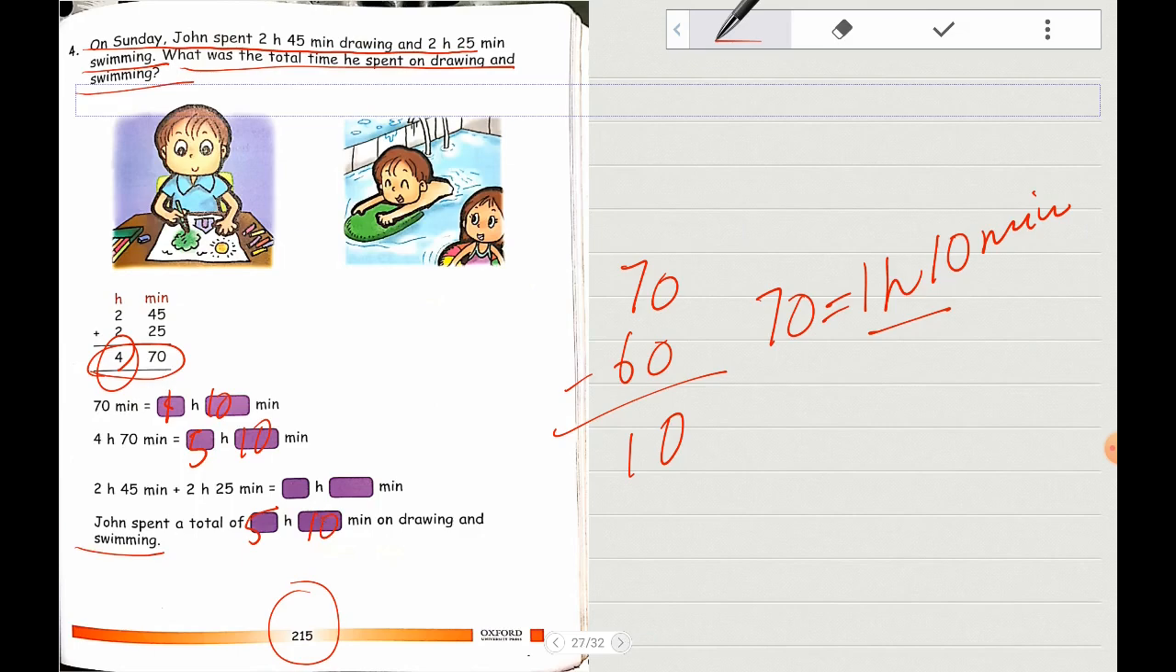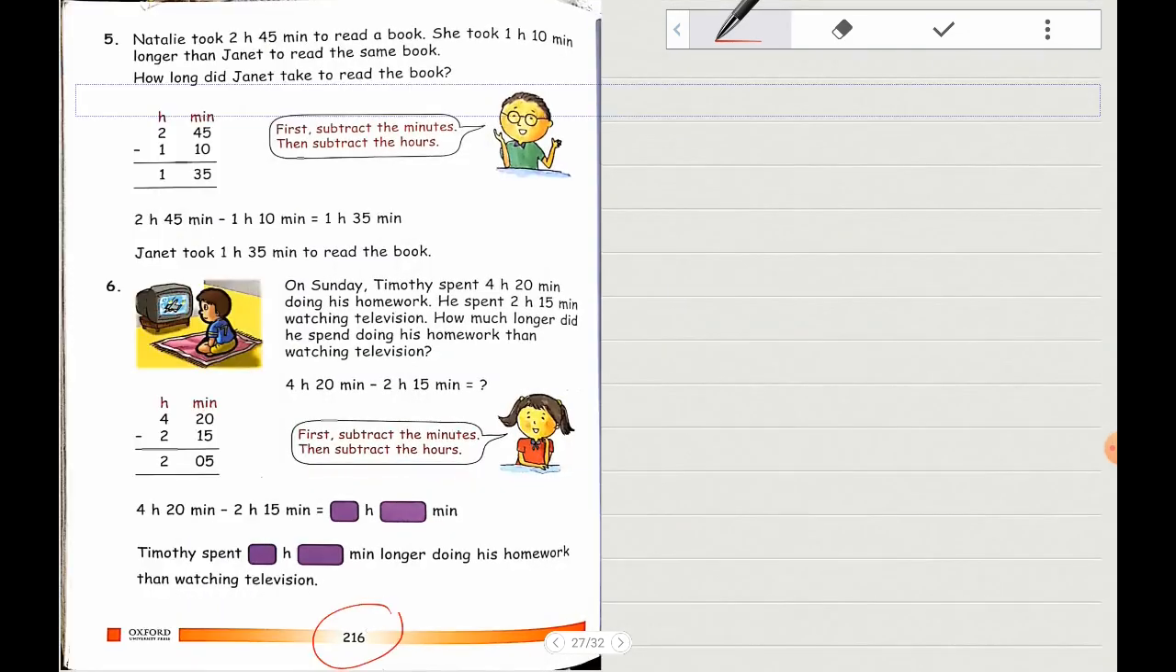Move on to our next example, page number 216. Now this is subtraction. Look at question number 5. This is about subtraction of time in hours and minutes. Natalia took 2 hours 45 minutes to read a book. She took 1 hour 10 minutes longer than Janet to read the same book. How long did Janet take to read the book?